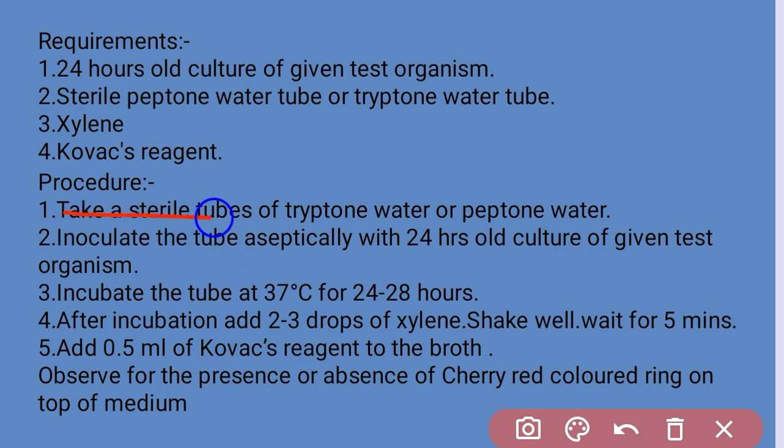Procedure: take a sterile tube of tryptone water or peptone water, inoculate the given bacterial suspension into the tube, and incubate it at 37 degrees for 24 hours. After incubation, add 2 to 3 drops of xylene. Shake well, wait for 5 minutes. After 5 minutes, a layer is formed on the surface of the broth. After that, add 0.5 ml of Kovac's reagent to the broth. Observe for the presence or absence of a cherry red colored ring on the top of the media.